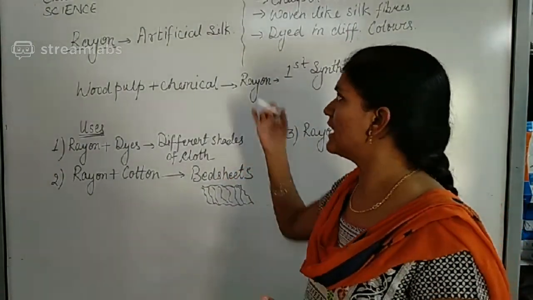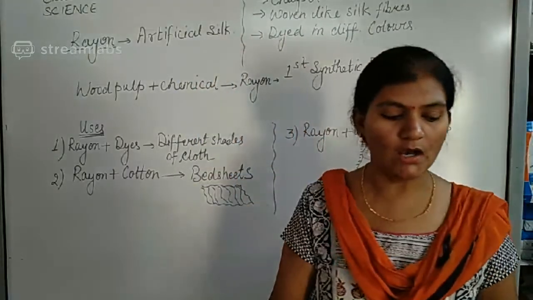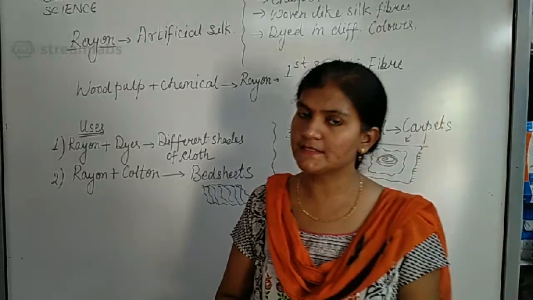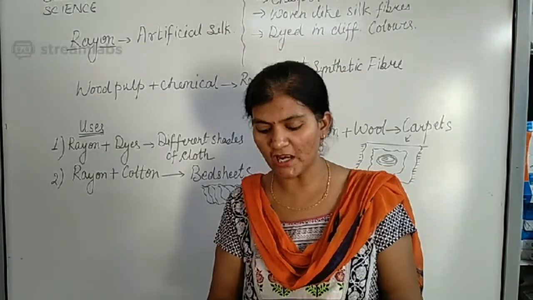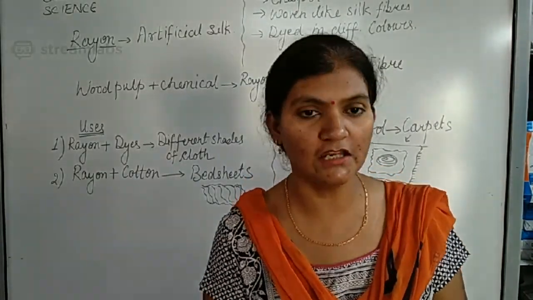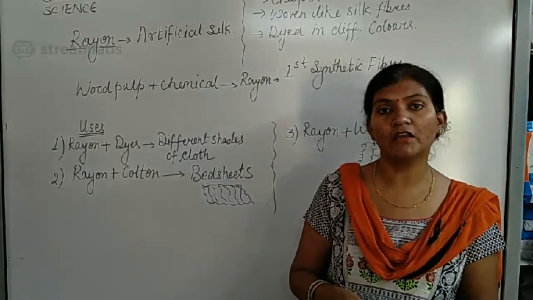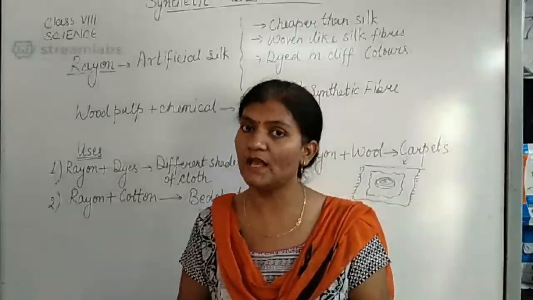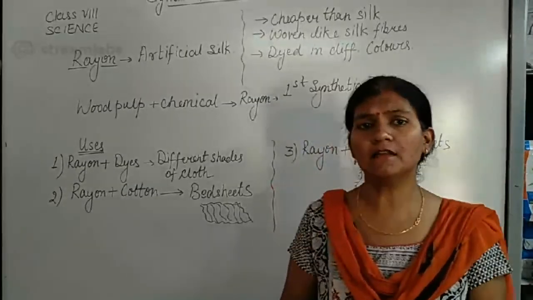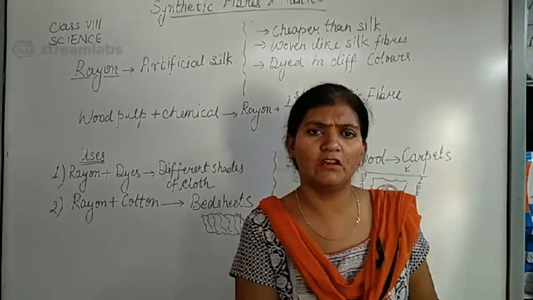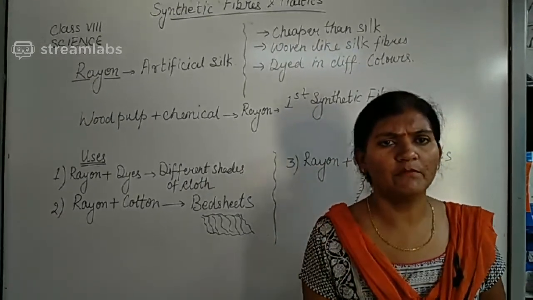It is known as artificial silk because it has properties similar to silk. Silk is very shiny, rayon is also very shiny, and silk can be dyed in a variety of colors, and rayon can also be dyed in a variety of colors. And silk is used to make a number of fabrics. Similarly, rayon is also used for making many fabrics.